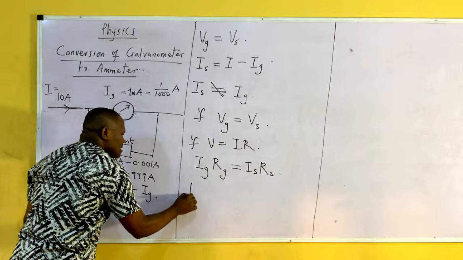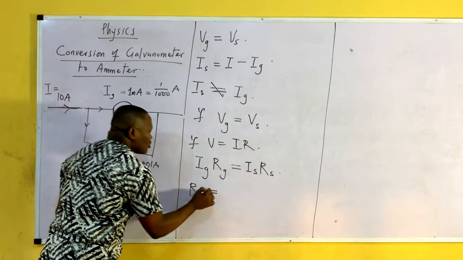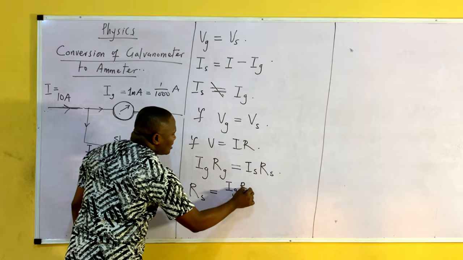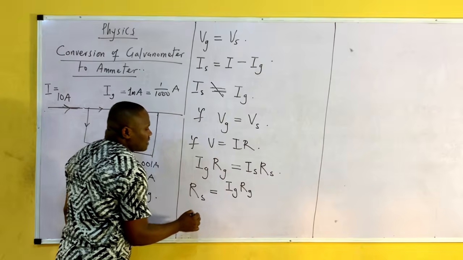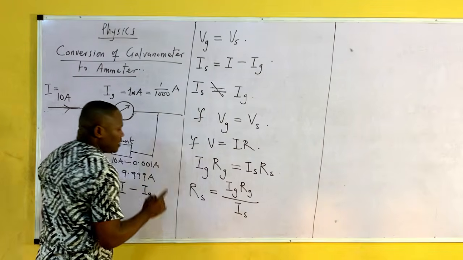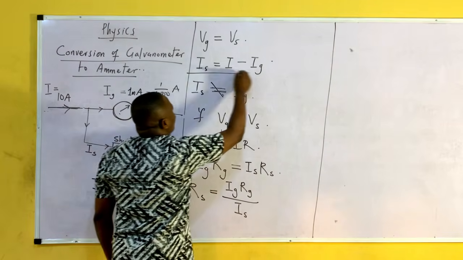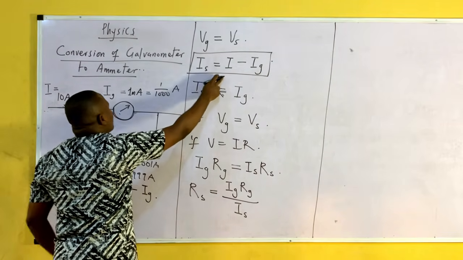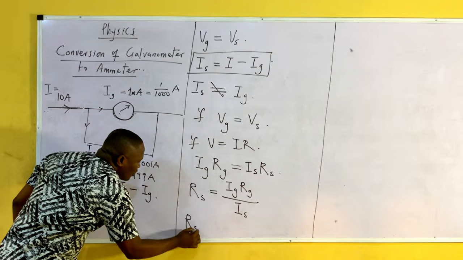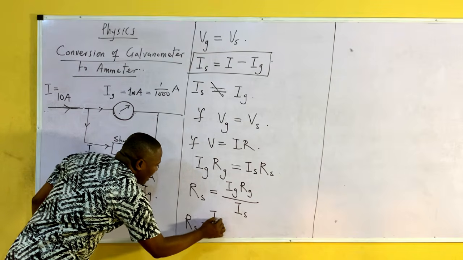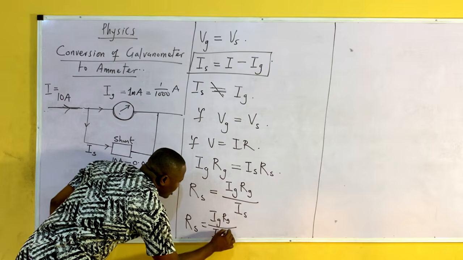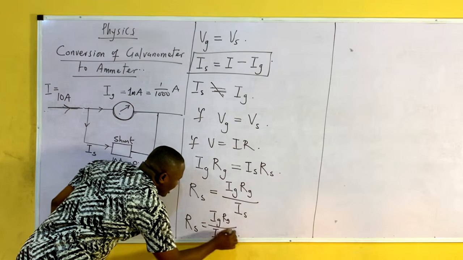So now, what is the resistance of the shunt equal to? The resistance of the shunt will now be the current of the galvanometer times the resistance of the galvanometer over the current of the shunt. Please, I hope you remember that the current of the shunt is the total current minus the current in the galvanometer. So I can say that the resistance of the shunt equals IGRG over the total current minus the current in the galvanometer.